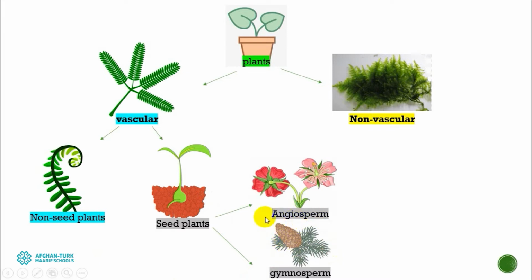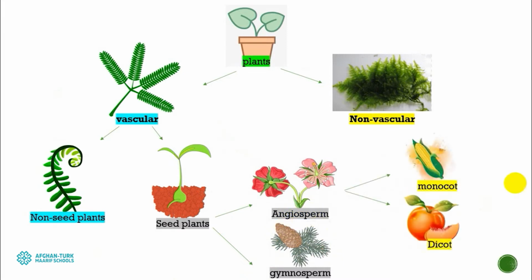Further, they divided angiosperms or flowering plants in two ways, monocot and dicot. So now we're going to discuss each kind of it. We're going to start from non-vascular plants, continuing with the vascular plants, and so on. Be with me till the end of the lesson and learn that stuff.